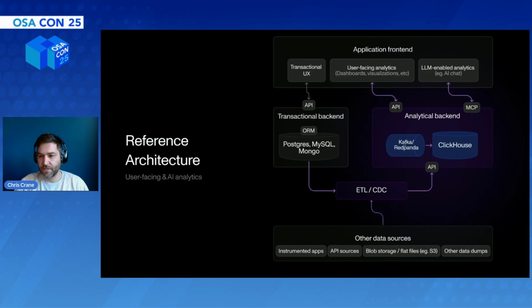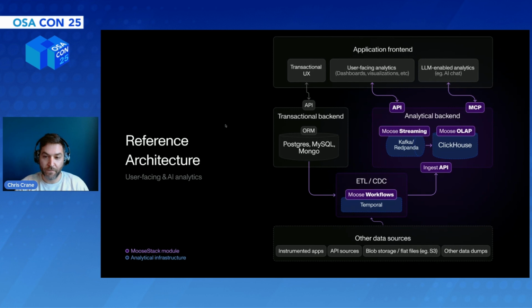We're going to need to ingest that into the database with a streaming buffer there to optimize the writes into the database. And then we're going to want to put APIs and an MCP on top of this analytical backend as well, so that the front end can directly query that data and that we can embed those analytics into our application. So there's a lot of pieces here. There's a lot of boilerplate and glue and duct tape that you have to put together. And this is where the Moose stack can come in.